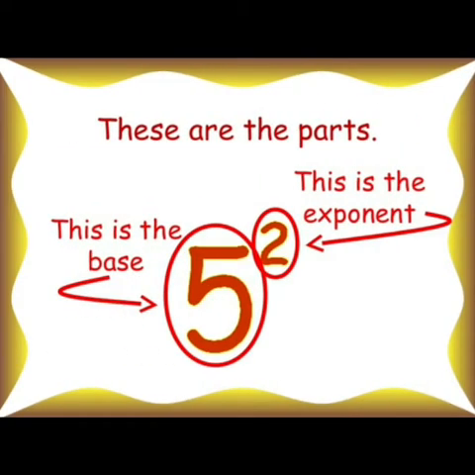Next, these are the parts. What is that? 5 square. Here 5 is the base. The small 2, that is the exponent, or otherwise we call it the power. So there are two parts in 5 square: one is the base and the other is the exponent.